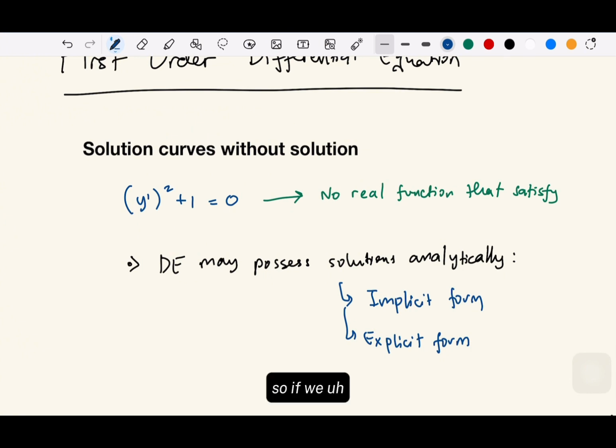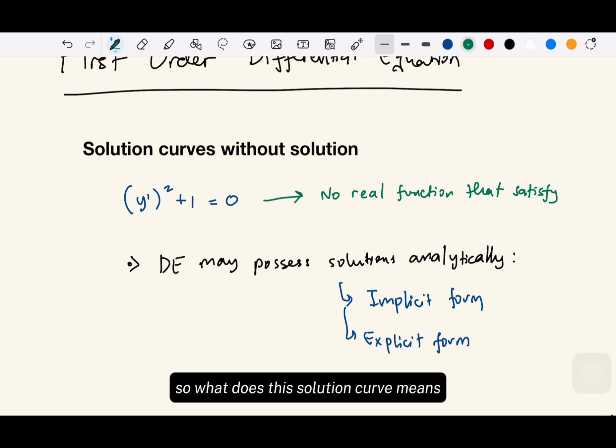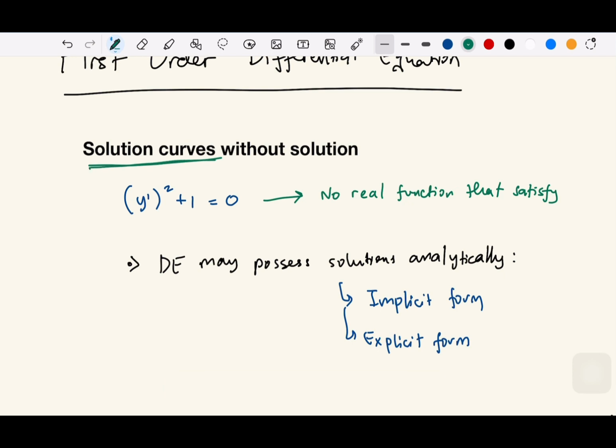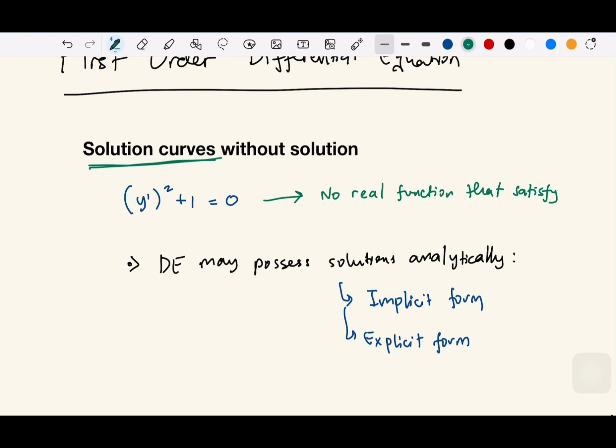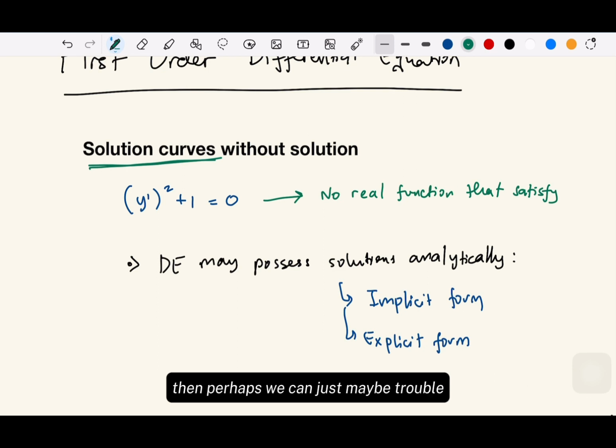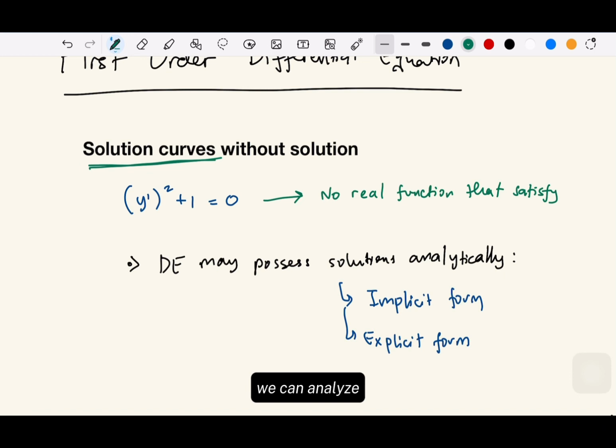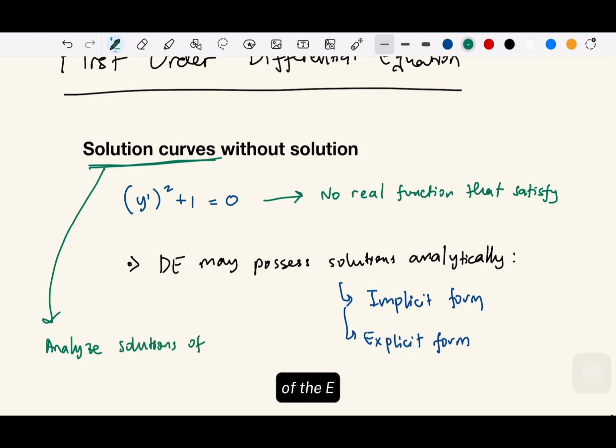So what does this solution curve mean? If we cannot find it through this analytic approach, or maybe we see that we cannot have any real function that satisfies this one, then perhaps we can just draw. This is what we call a qualitative solution. So we can analyze solutions of the DE qualitatively.